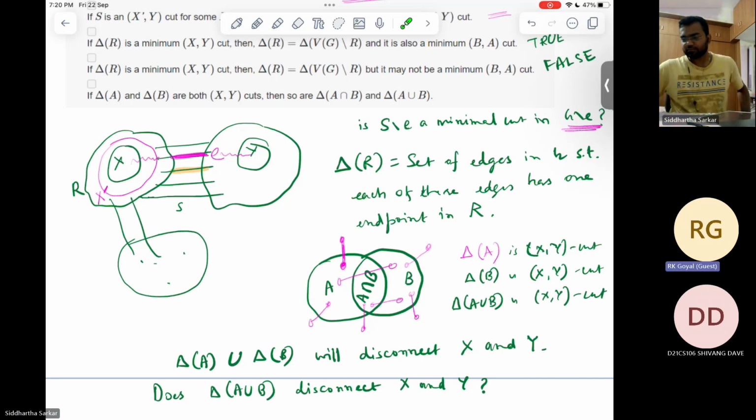Most probably, say A would be disconnecting X and Y. A would be disconnecting X and Y. Yeah, so different directions are not possible.